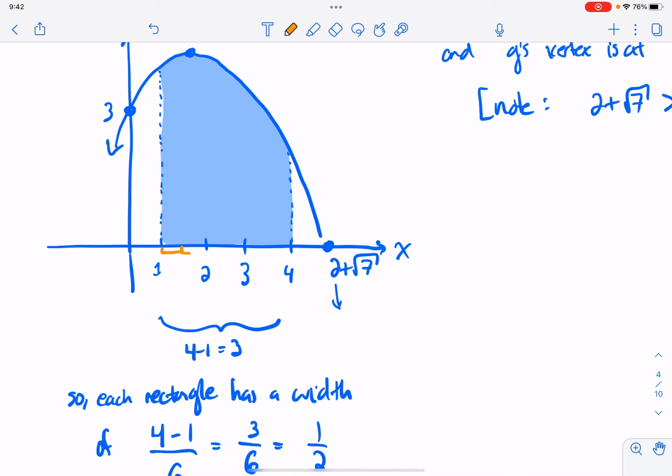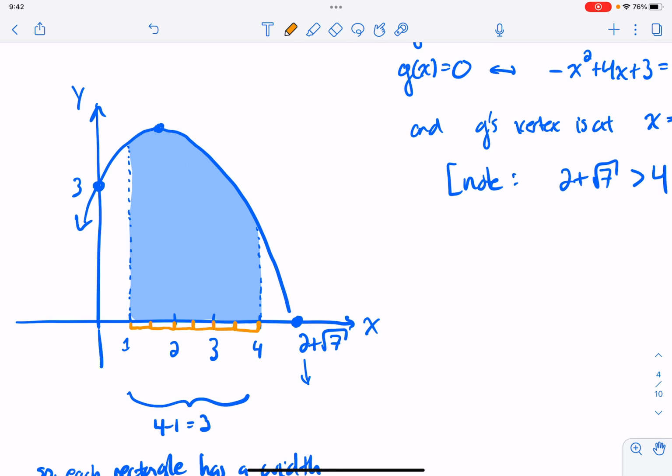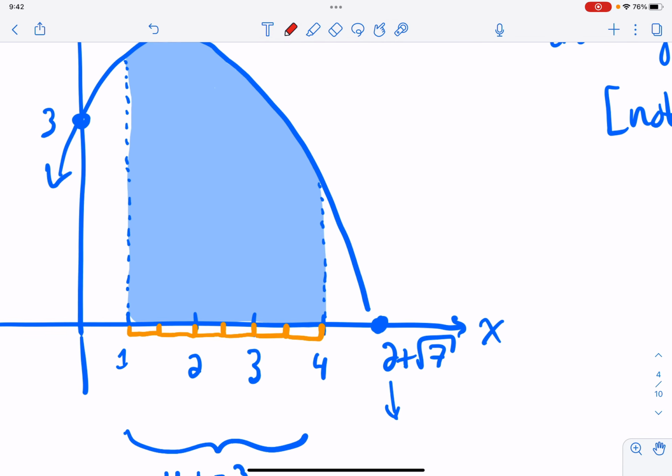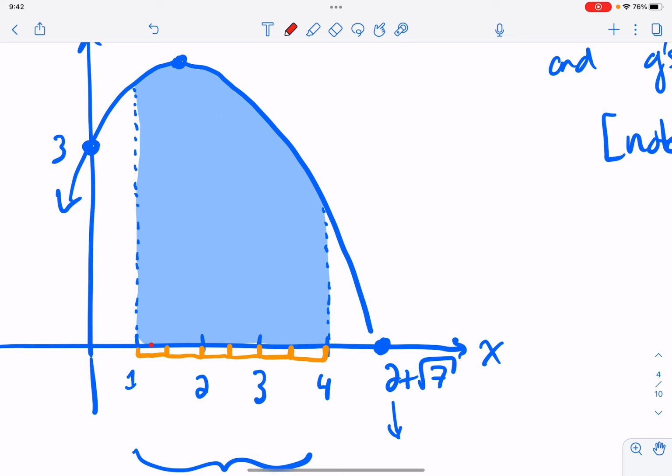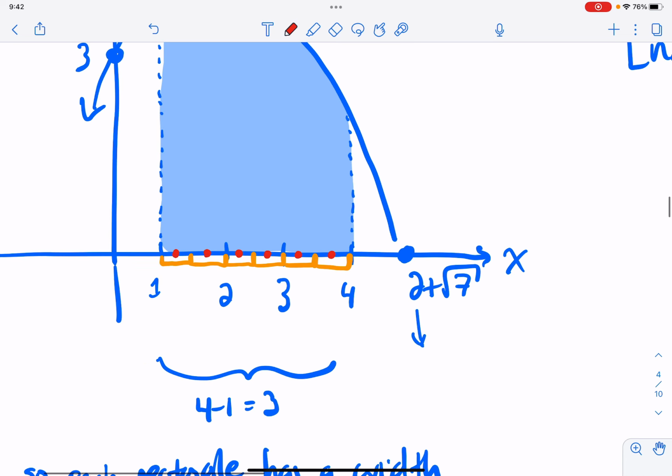So here's one rectangle, 2, 3, 4, 5, 6. But what's more is we want midpoint approximations, right? So what that means is that for each of these rectangles, we want to consider the midpoint of it for that rectangle height. We should know what these values are going to be. But what we can see is that if one of these orange jumps is supposed to be a half, then each of the red jumps is going to be a quarter. So for example, this point right here should be 1 1/4.